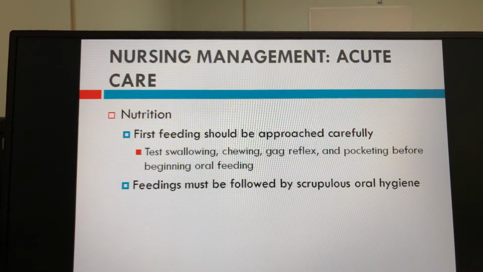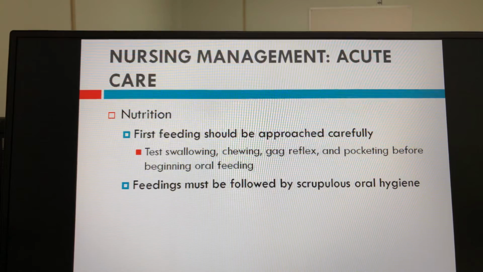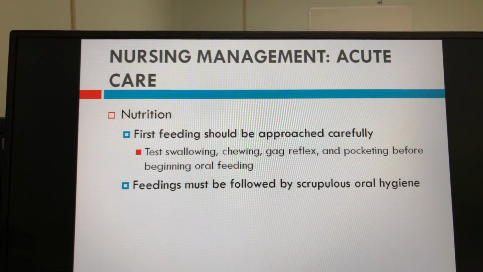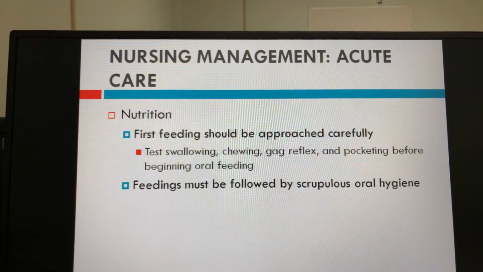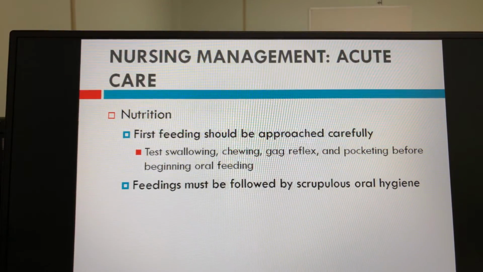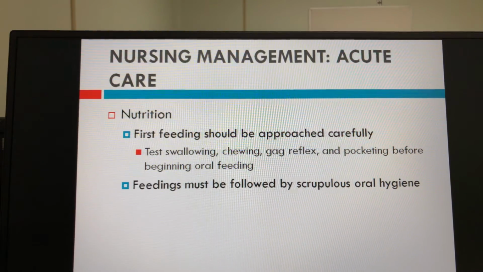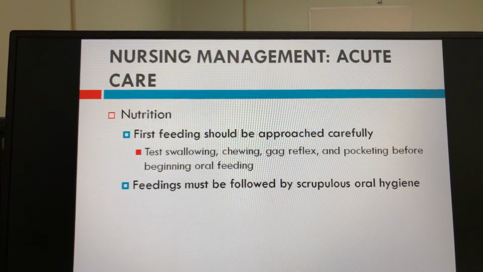Feedings must be followed by scrupulous oral hygiene. And there are some safety alerts related to oral feeding after a stroke. So I would suggest that you look at those in your book. They're pretty lengthy, and I'm really trying to get done with this, but let me see if I can tell you where they are so you can look at them.